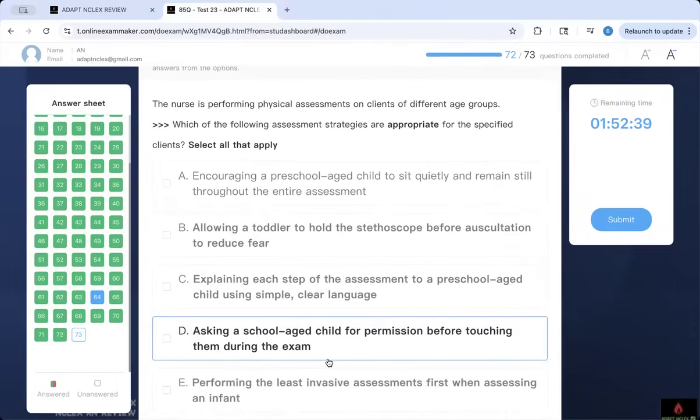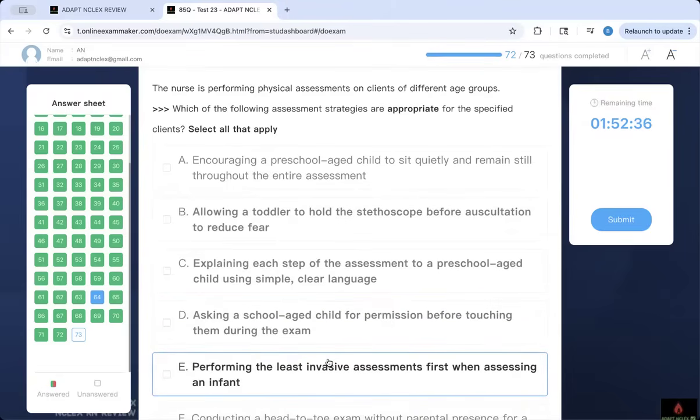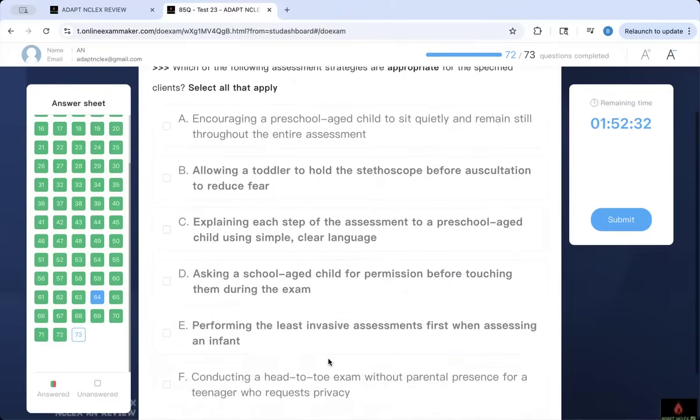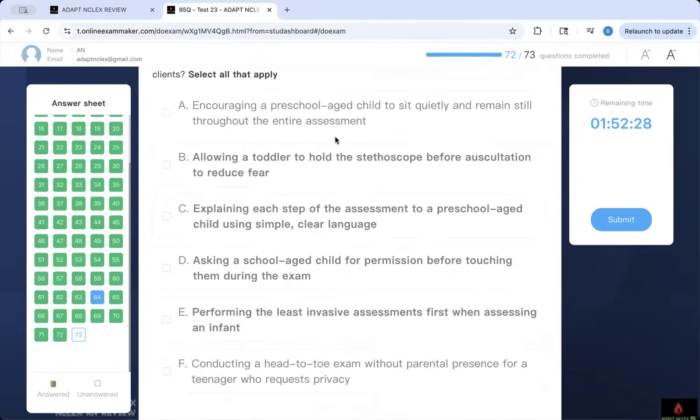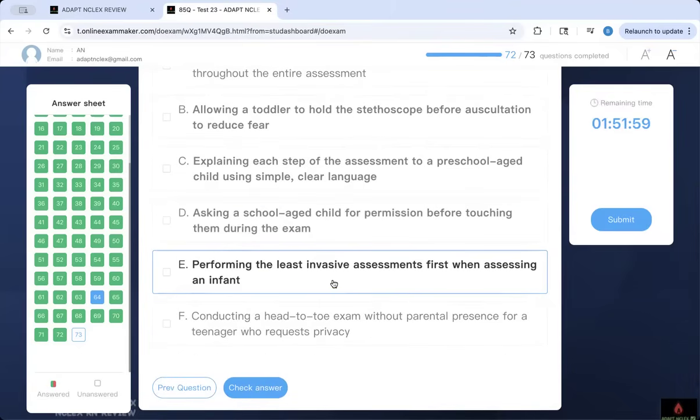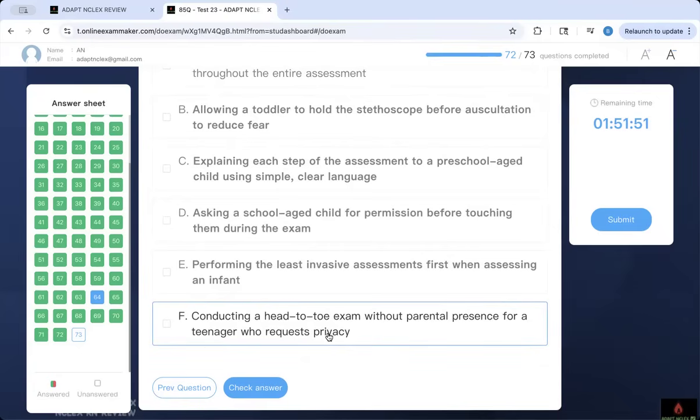And this is performing a physical assessment on clients of different ages. Which of the following assessment strategies are appropriate for the specified client? Select all that apply. Encouraging a preschool age child to sit quietly and remain still throughout the entire assessment. Is that what you tell them? Allow a toddler to hold a stethoscope before auscultation to reduce fear. Explaining each step of the assessment to a preschooler using simple, clear language. Asking a school-age child for permission before touching them during the exam. Performing the least invasive assessment first when assessing an infant. Conducting a head-to-toe exam without parental presence for a teenager who requires privacy. Which ones?